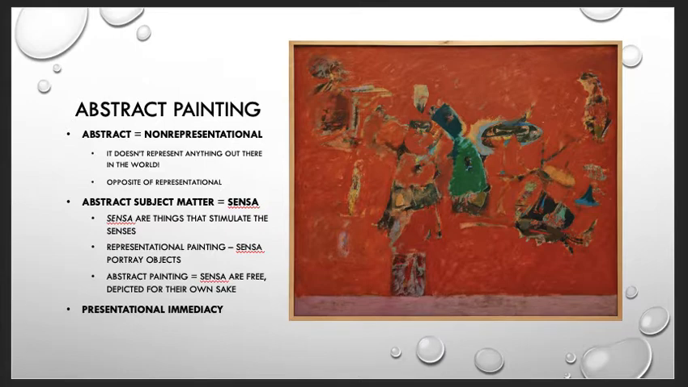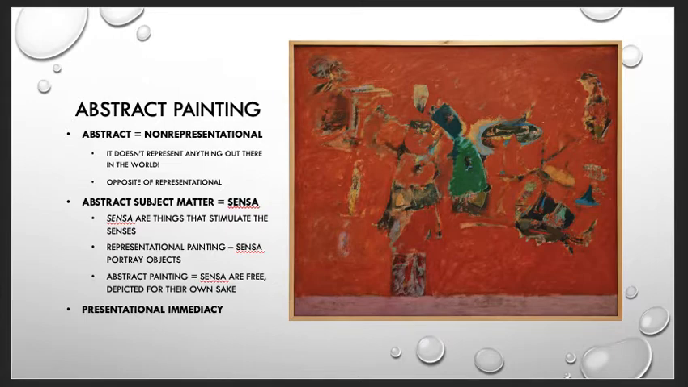And so what is the point then if it's not representing anything in the world? Well, in abstract works, we are free. You can think of it as a sort of freedom. We're free from trying to represent something in the world. So what is the subject matter then in an abstract work? The subject matter is sensa, okay? Now, sensa, your book will tell you, are the things that stimulate the senses, okay? So the subject matter is really our senses, the things that stimulate our senses.